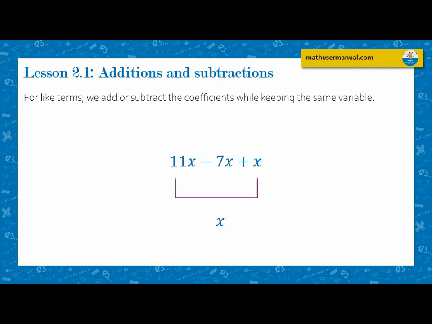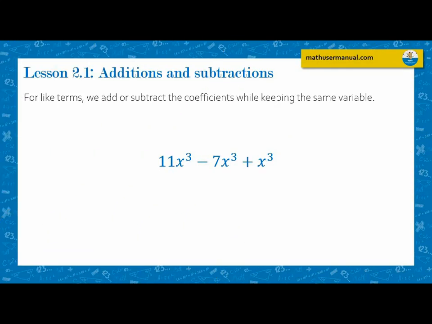Now, very important to remember that this x doesn't have a coefficient of 0. When a variable doesn't have a number next to it, this variable is actually being multiplied times 1. Very important. When we do not see a coefficient in a variable, it is actually a coefficient of 1. And now we just add them together. 11 minus 7 plus 1 is equal to 5. So the answer is 5x. And this is how we can combine like terms with more operations.